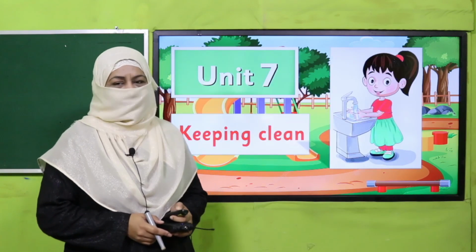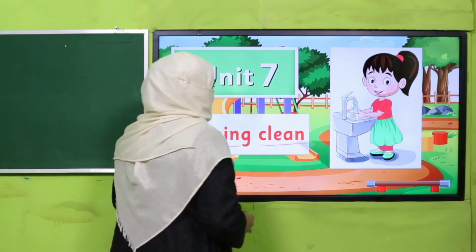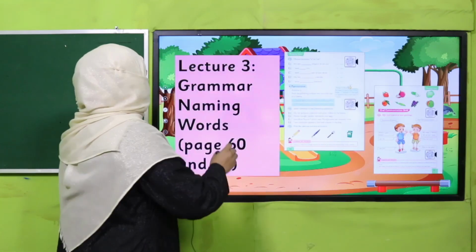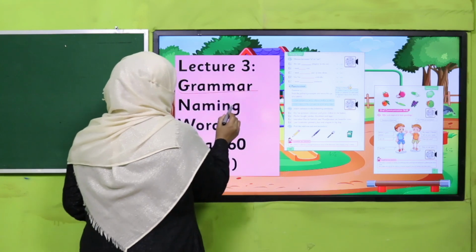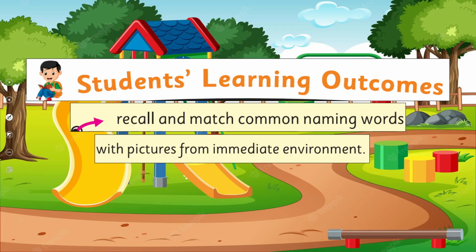We are learning Unit 7. Its title is Keeping Clean. Today, under the title of Grammar, we are going to learn about naming words. So, our today's SLO is to recall and match common naming words with pictures from immediate environment.